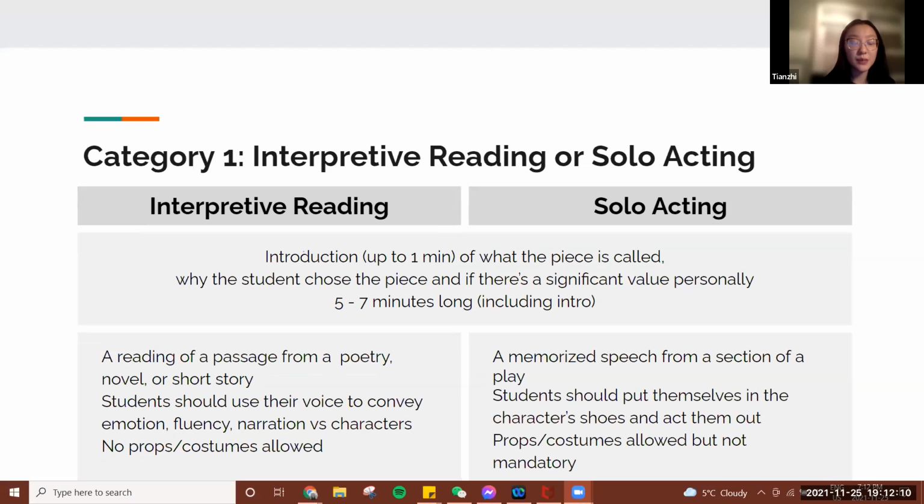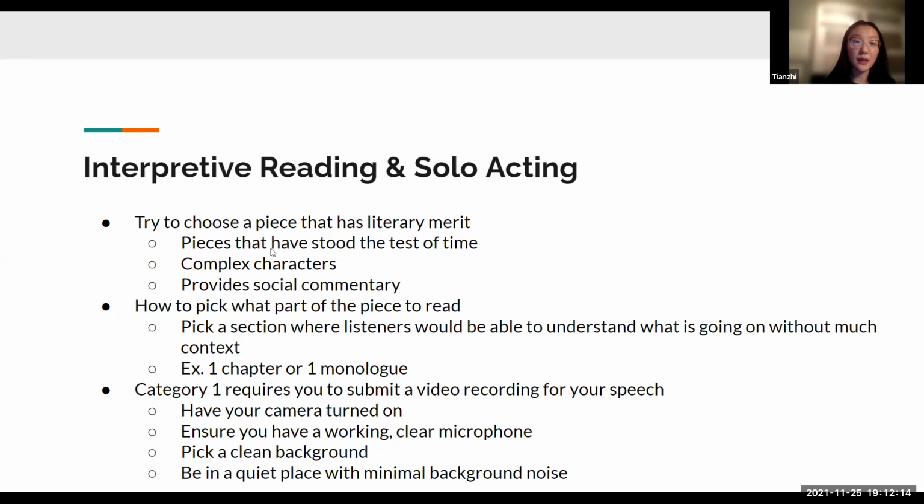So this is going to be specific tips and tricks depending on which one you're choosing. Most of these tips are going to be applicable to both, and I will call out which ones specifically are not applicable to both. So first recommendation I have is to try to choose a piece that has literary merit.